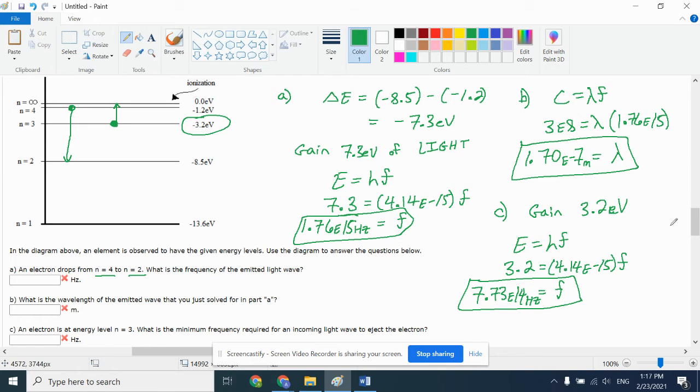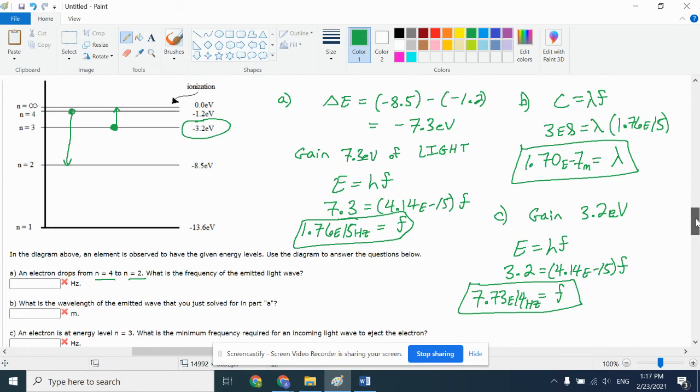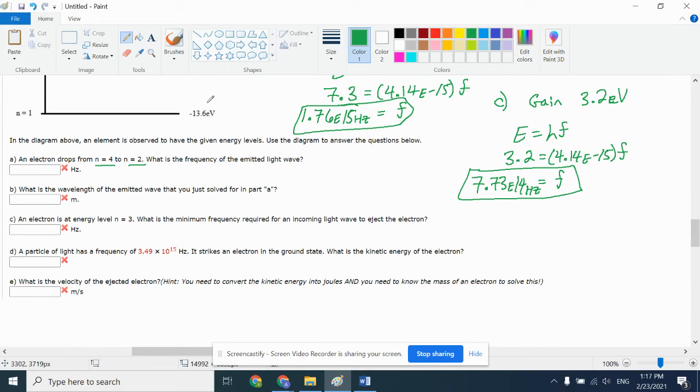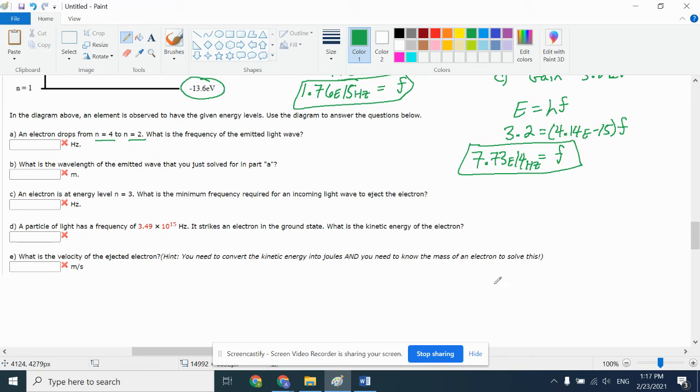D and E are by far the most complicated questions in this WebAssign. We're going to be focusing on the ground state, which is the lowest level right here at negative 13.6 electron volts. It tells us a particle of light has a given frequency, and it strikes an electron at the ground state. What's the kinetic energy of the electron? So that means the electron has been ejected. So we're trying to solve K. K equals hf minus the work function.